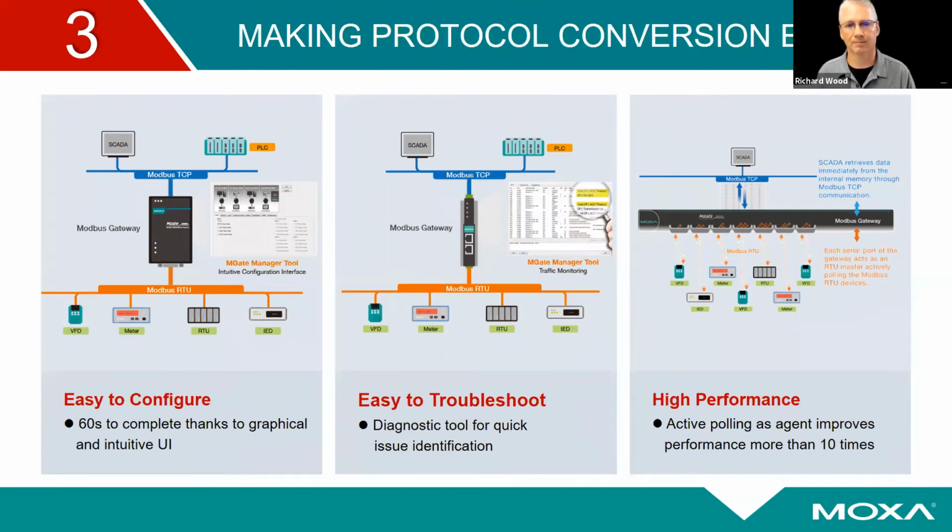And then in industries like critical power, our EMGate 3600 family of gateways supports active polling. What that does is it actually actively polls the device for the status so that it's ready to go when needed. And that increases the performance by up to 10 times.